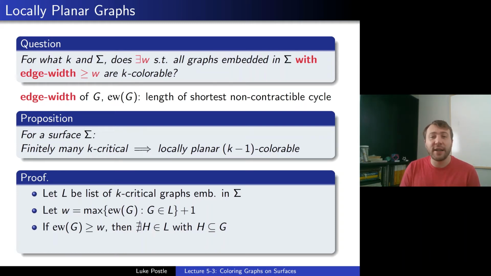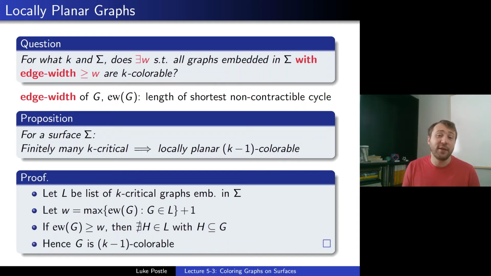So if I take my edge width large enough, then I can't possibly contain these smaller graphs, because here I'm assuming, of course, which will be true by the 4-color theorem, that all these k-critical graphs would be non-planar, so if k is at least 5, say. But then if they're non-planar, they have to use some of the surface. So they have to have some kind of edge width, and then by taking it large enough, you'll guarantee not to contain any of them.